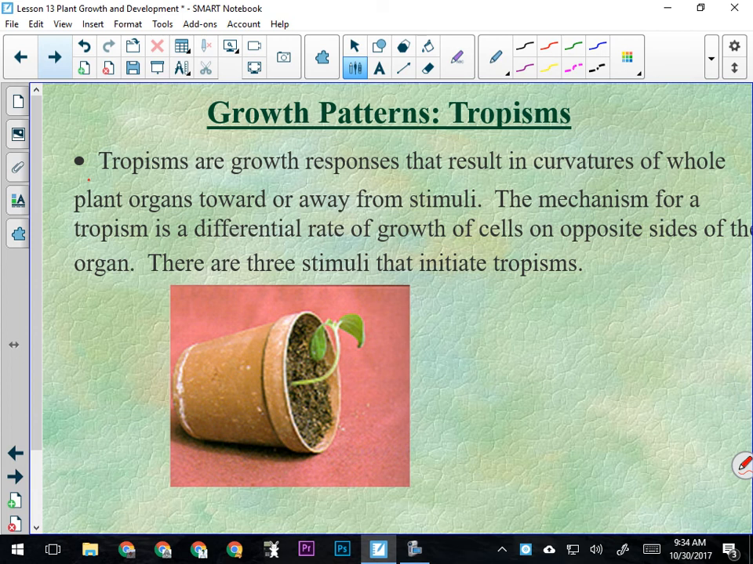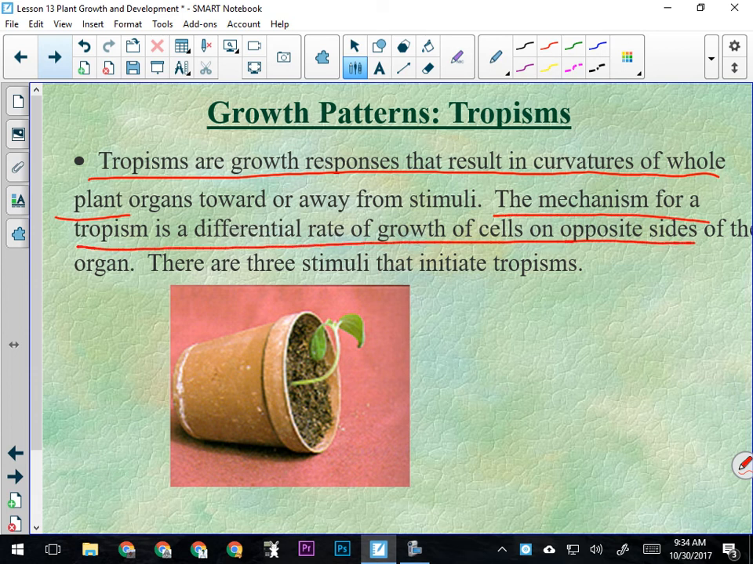Tropisms are growth responses that result in curvatures of the whole plant, or of whole plant organs, usually the stem, toward or away from stimuli. So a tropism will change the shape of the plant. The mechanism for that, the way a plant makes a curve, is differential rate of growth. Essentially, cells on one side grow faster than they do on the other.